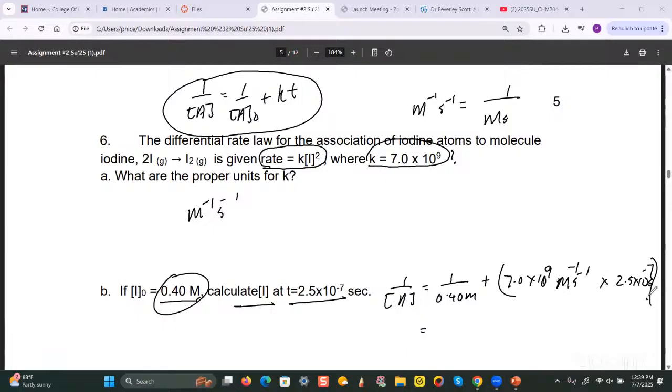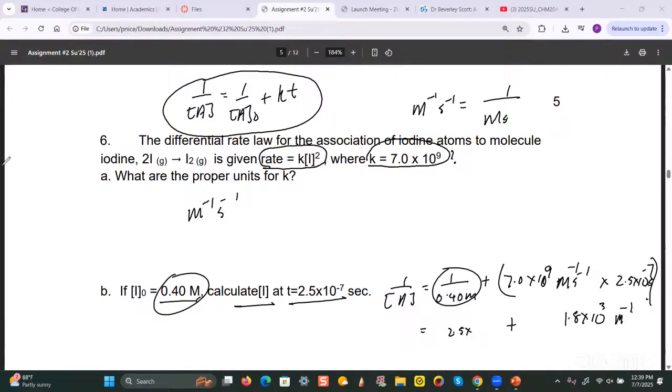Okay, so according to my calculation, rounded off to 2 sig figs, this part here would work out to be 1.8 times 10 to the 3. And the units here would be M to the minus 1. And that would be added to 1 over 0.4. So let's see what that gives. Okay, so according to my calculation, this works out to be 2.5.